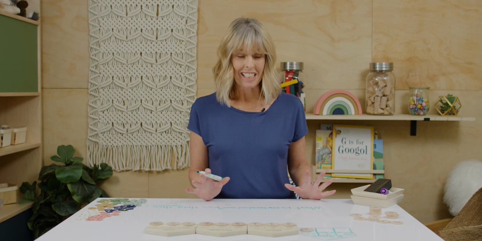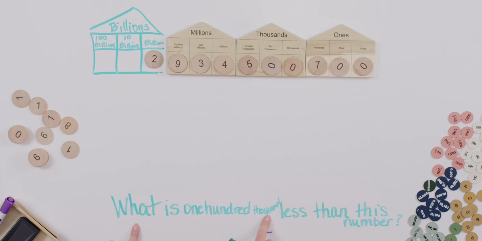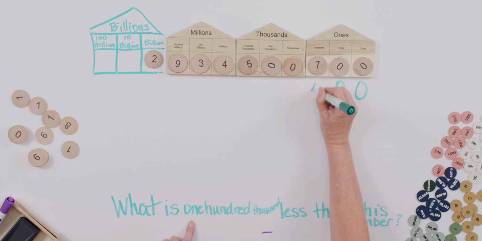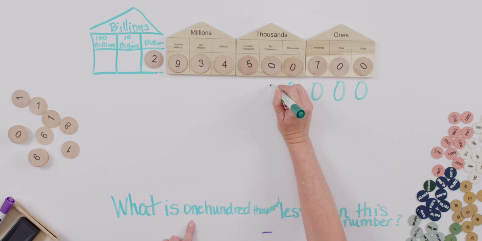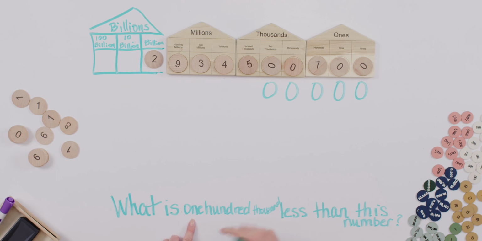Okay, my next question is, what is 100,000 less than this number? So 100,000. Great, you might have even found your 100,000th place here. So I don't have any ones, but what I'm looking for, do I have 1,000? No. Do I have 10,000? No. Do I have 100,000? Yes, I'm subtracting 100,000, just one of them, one of my 100,000s.